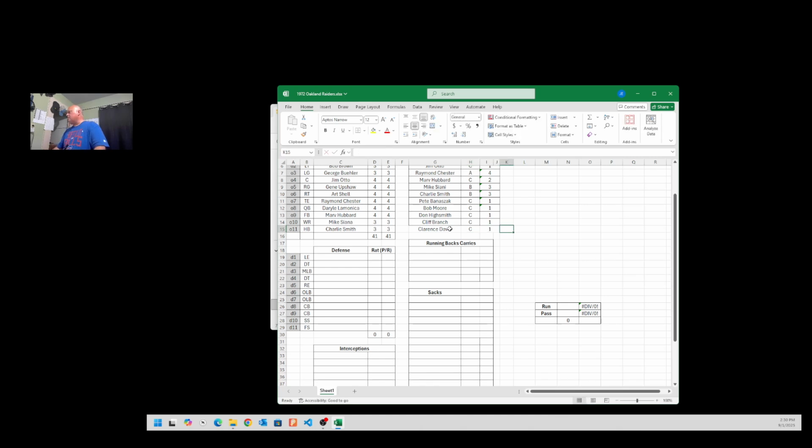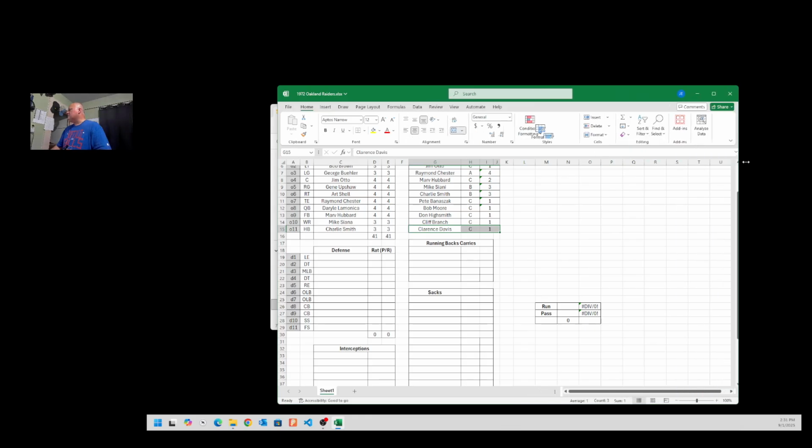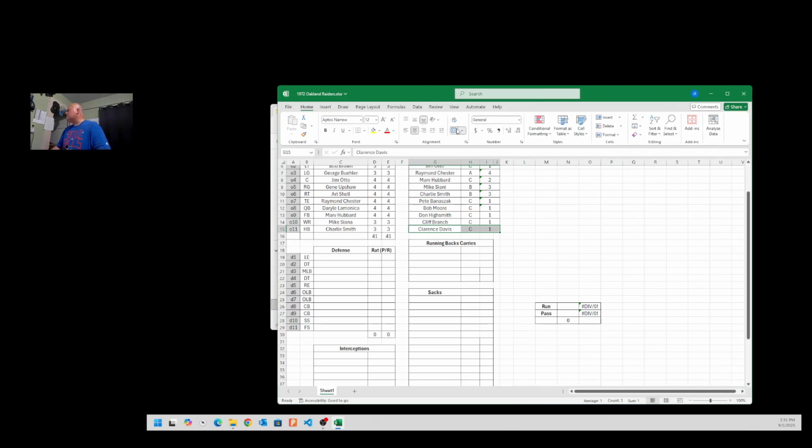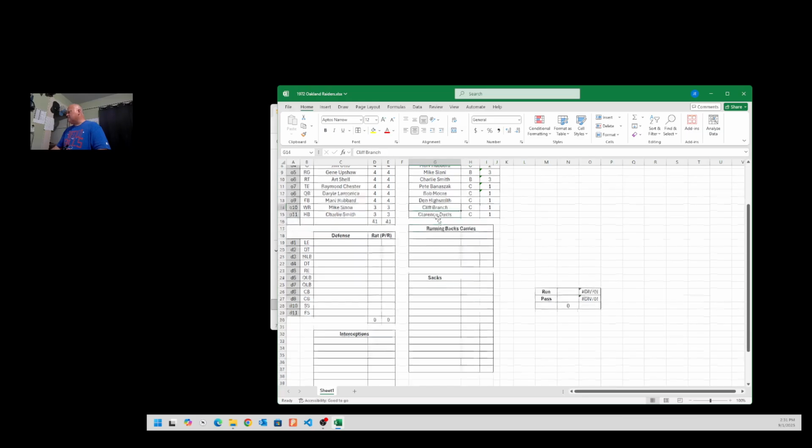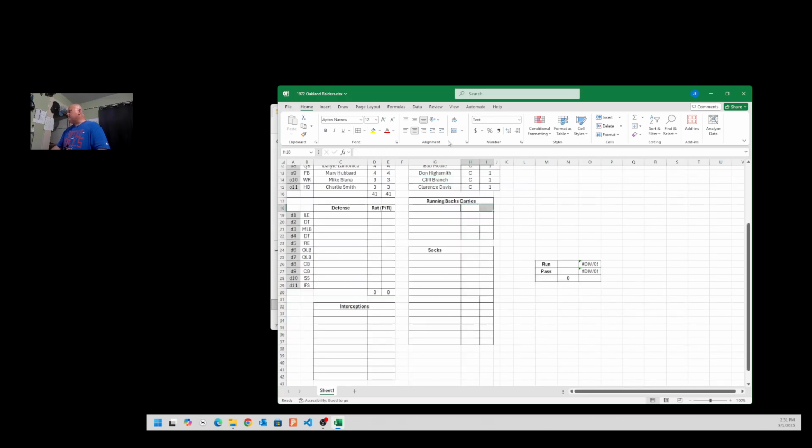All right, so this is where the, I don't want to say OCD, I don't know what word it is that I'm looking for here, but this is where I like to have everything looking a certain way. Where are my borders? I know there they are. So border, it's going to be all borders. That's good. So now we've got to deal with our running backs. We got to redo the alignment.